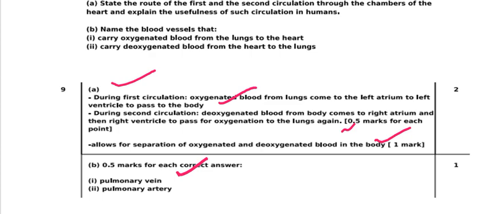pulmonary vein, pulmonary artery. How you pronounce it does not matter. You see on the screen, pulmonary vein, pulmonary artery. Like this one. You write this answer, you get 3 marks, right?